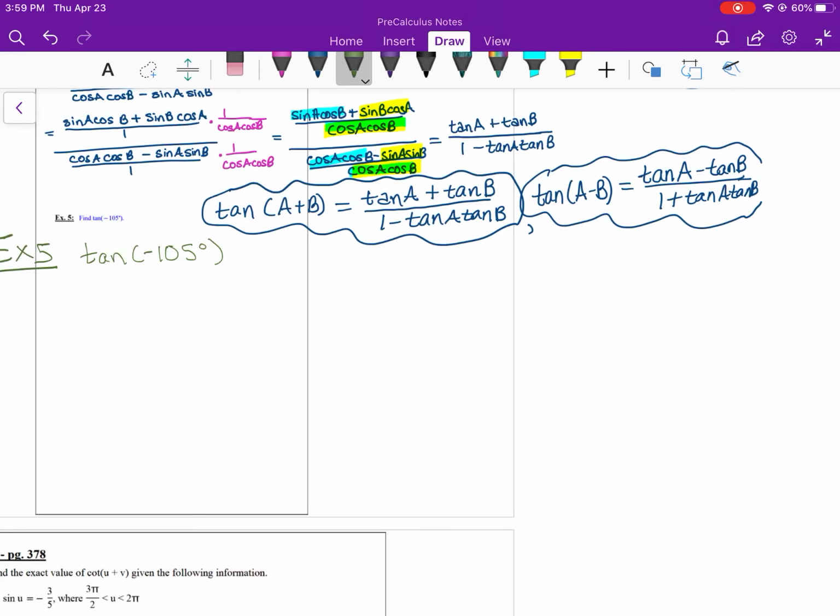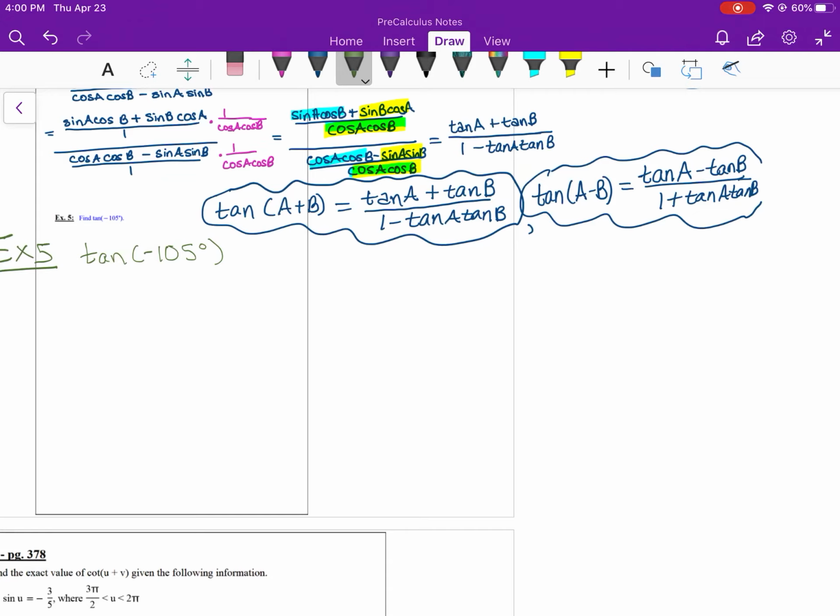So maybe, what about like, oh, get my unit circle picture up here. I want to get a negative 105. What if I took 30 minus 120 would be negative 90, so that's not going to work. 30 minus 150 would be negative 120. How are we going to get negative 105?